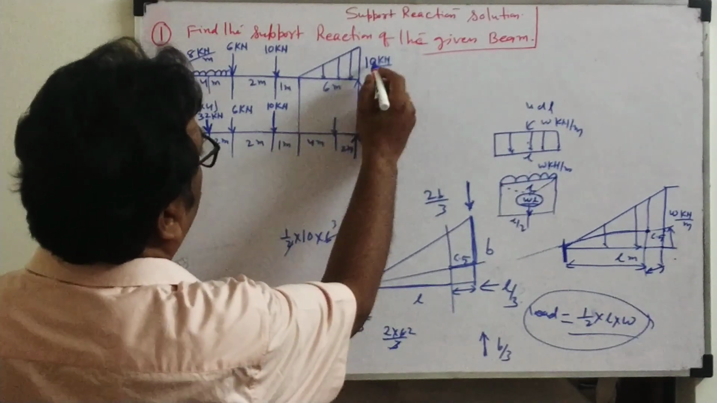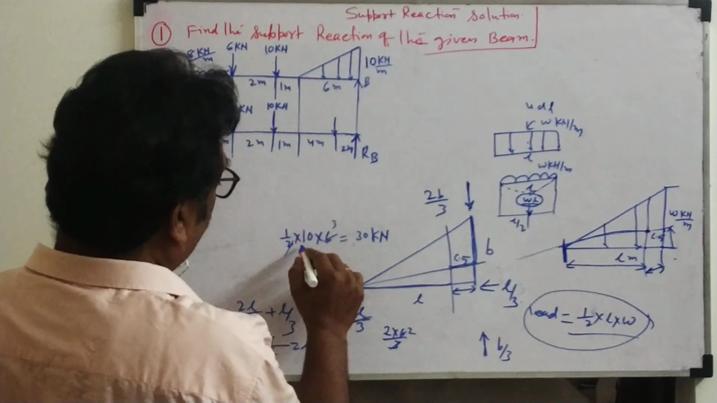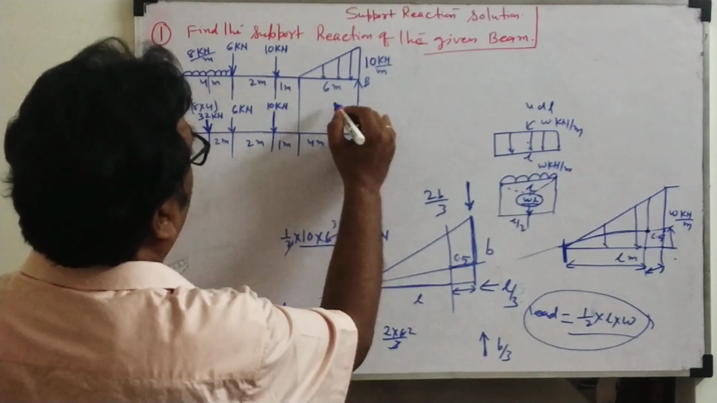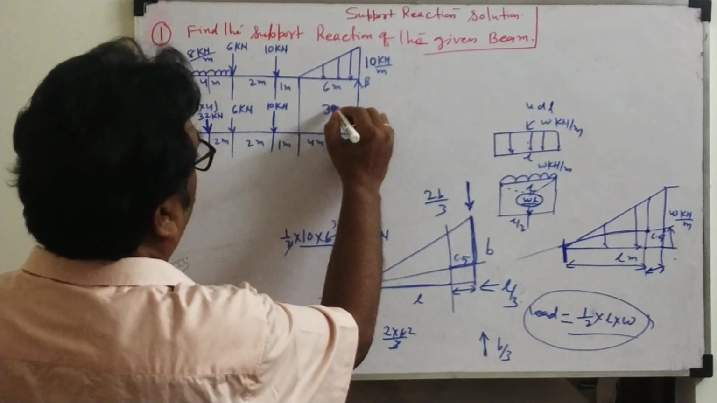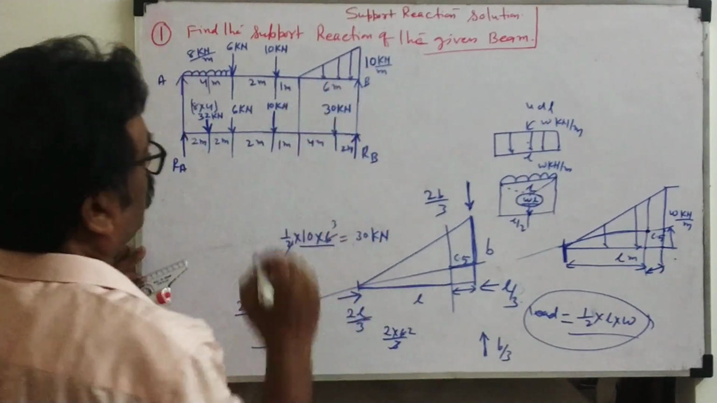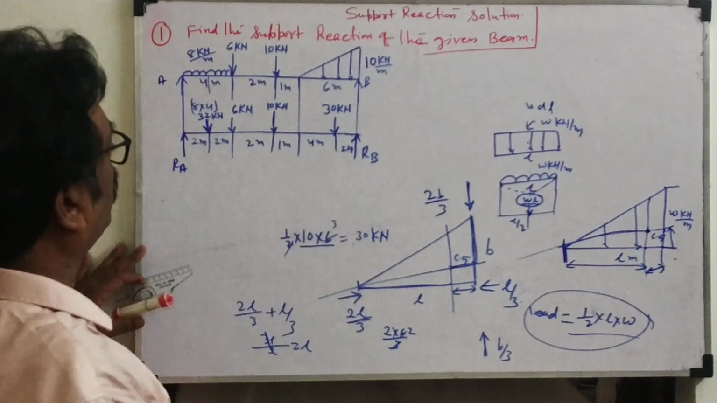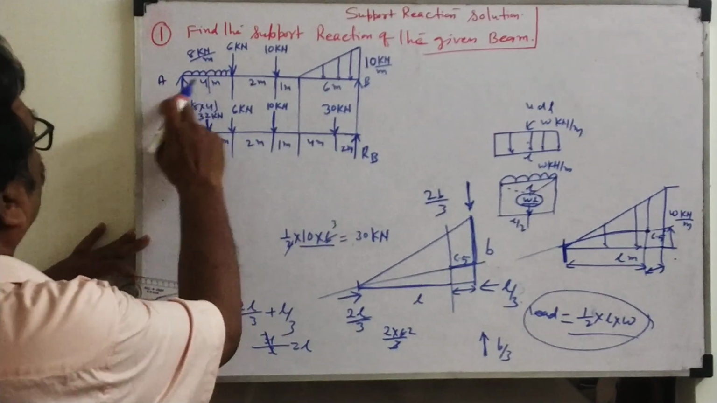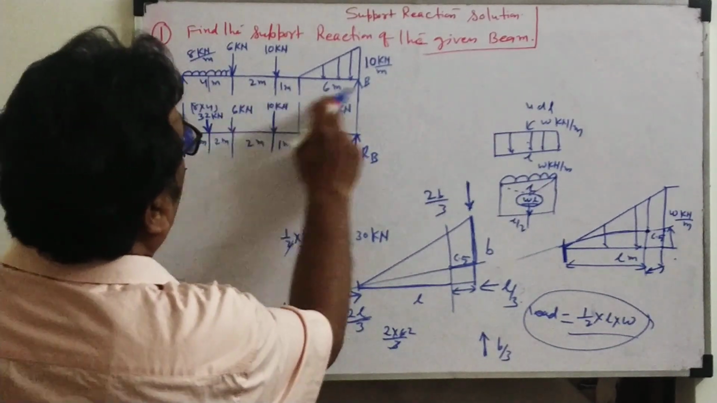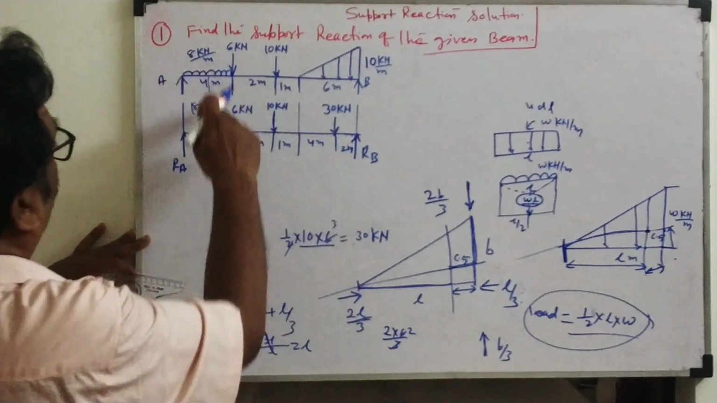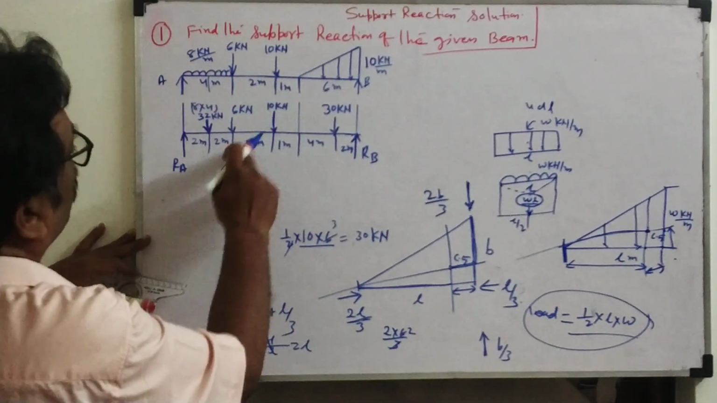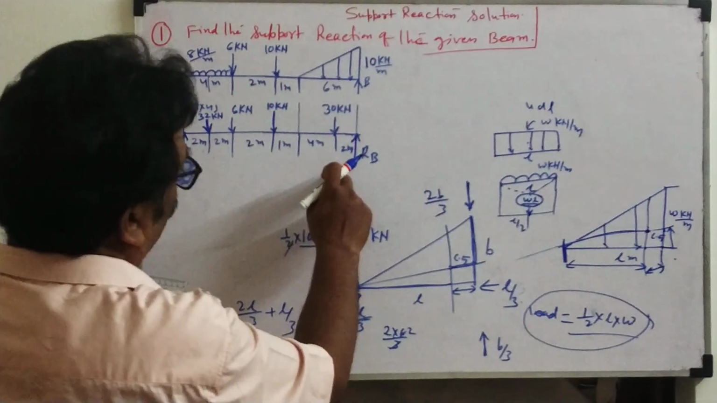So what will act here? 10 into 6 by 2. So what is this one? 30 kilonewton. So what is the load here? 30 kilonewton. Okay, so the load diagram is over. The new load diagram is over. Point load, this also point load, this also point load, this also point load.